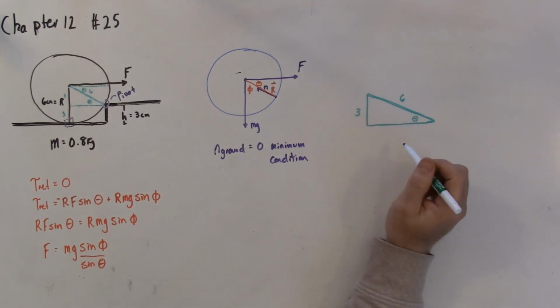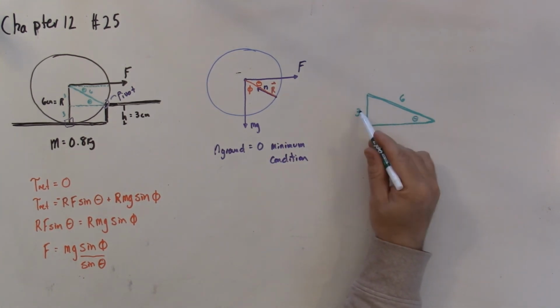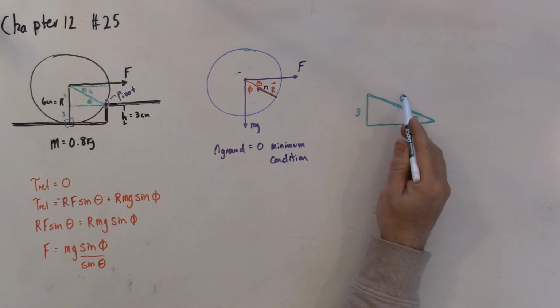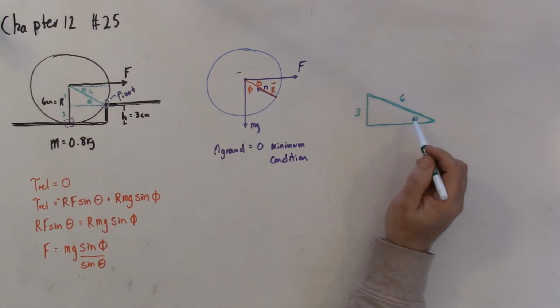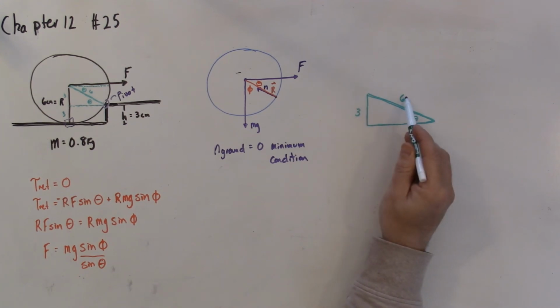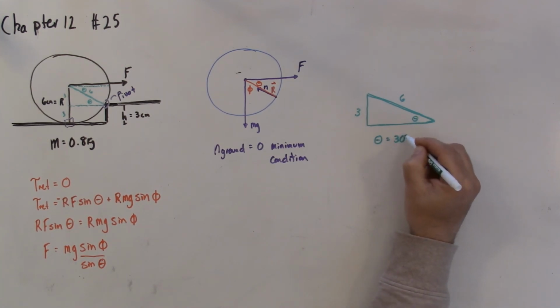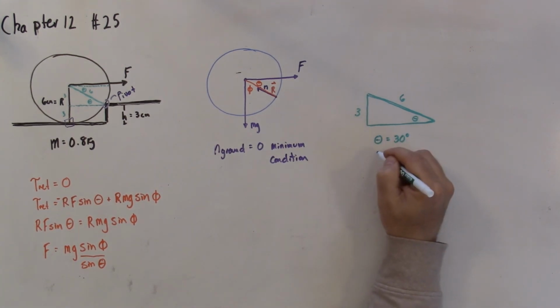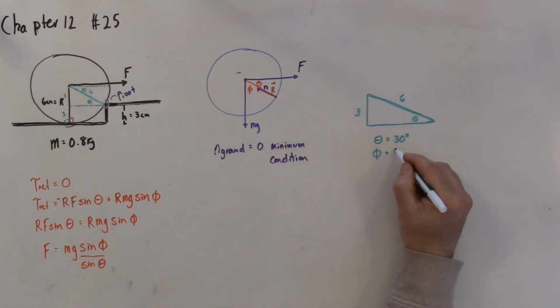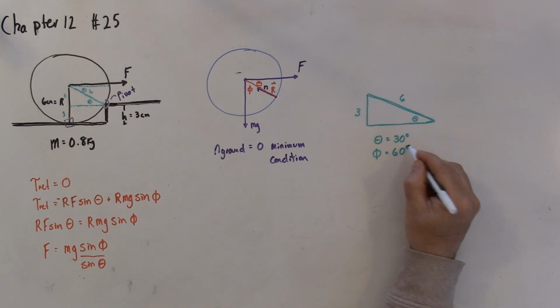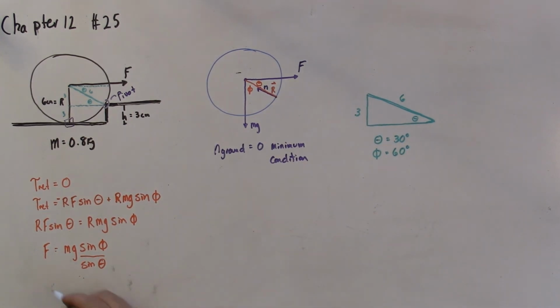This is a relationship we actually know: the shortest side of the triangle is 3 and the largest side of the triangle is 6. That's twice as much. That gives an indication right away that theta is equal to 30 degrees, which means that phi must be equal to 60 degrees. So let's plug and chug this here.